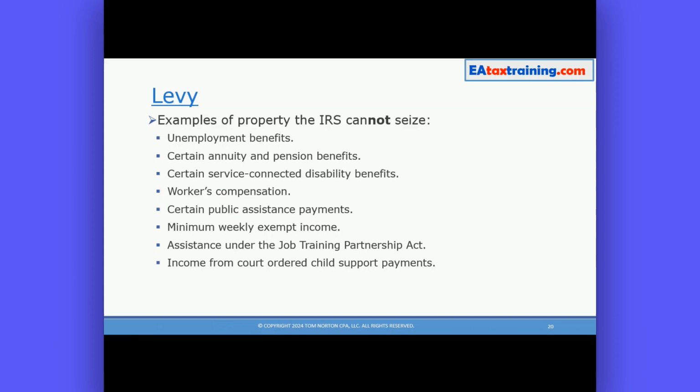They cannot seize assistance under the Job Training Partnership Act, and they cannot seize income from court ordered child support payments. So if you're getting child support, they cannot take your child support payments.